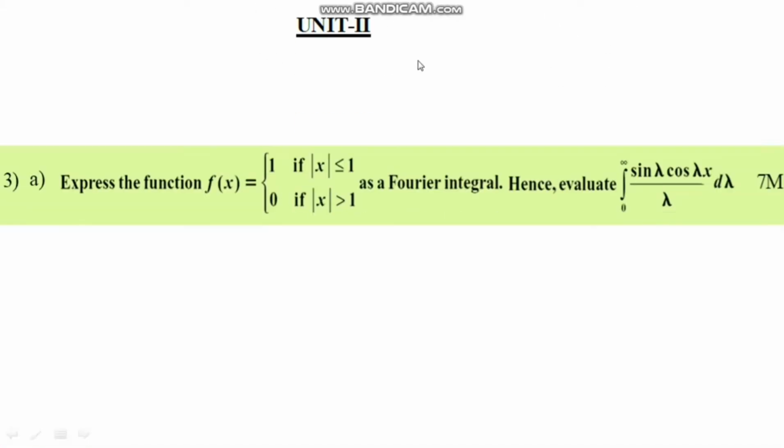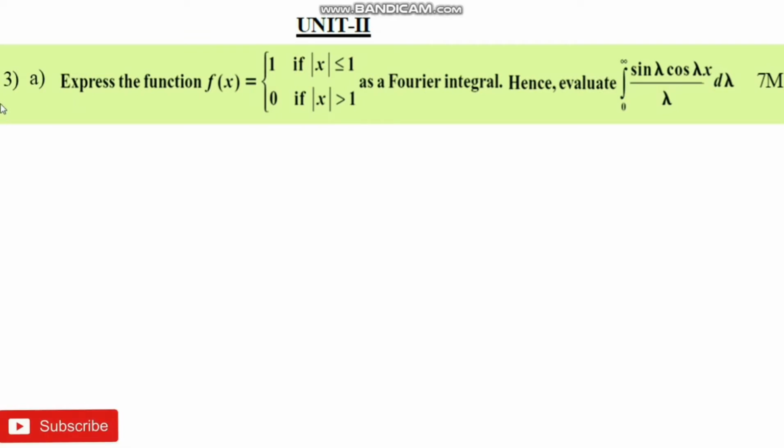Coming to unit number 2, Fourier transforms. Third question A bit: express the function f of x as a Fourier integral, where f of x is given as 1 when mod x is less than or equal to 1, and its value is 0 if mod x is greater than 1, and hence evaluate the integral from 0 to infinity of sine lambda cosine lambda x by lambda d lambda.